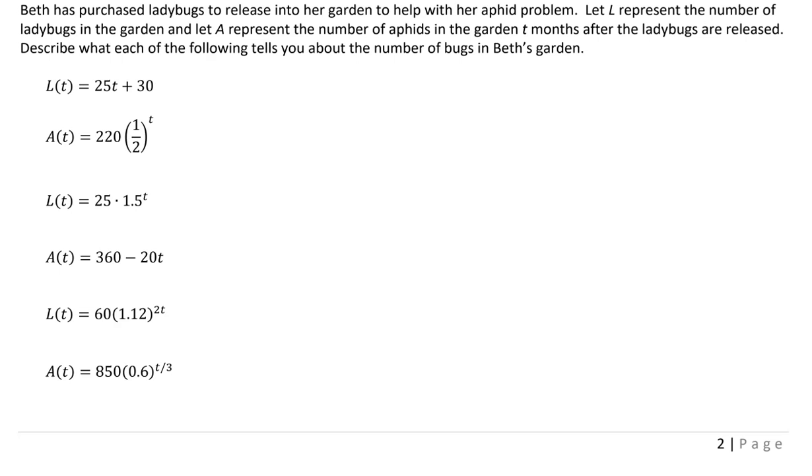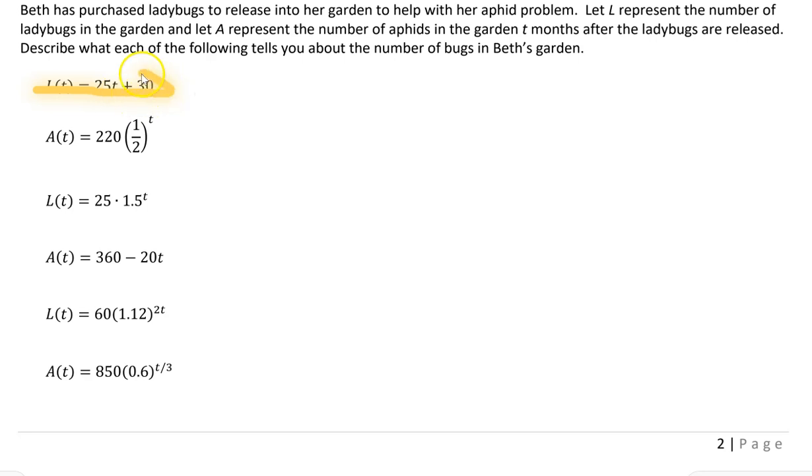She's purchased ladybugs to release into the garden because ladybugs eat aphids and she's trying to cut back on her aphid problem. So L represents number of ladybugs, A represents number of aphids, T represents the time in months since the ladybugs were released. So I just want to walk through each one of these and describe exactly what is happening in the garden according to that equation.